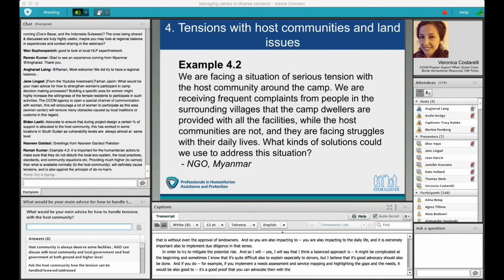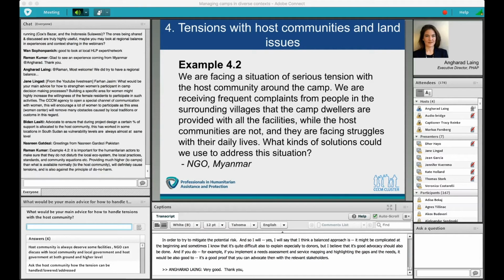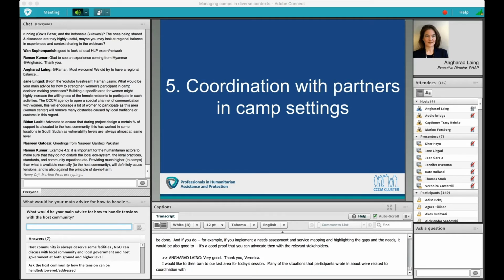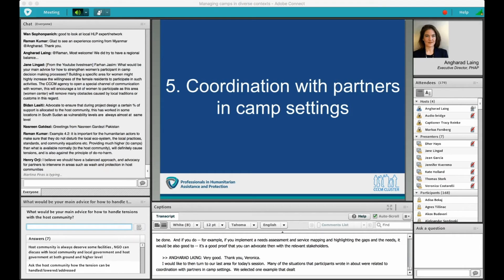Very good. Thank you, Veronica. I'd like to then turn to our last area for today's session. Many of the situations that participants wrote in about were related to coordination with partners in camp settings. We selected one example that dealt with coordination most directly, from someone working with an NGO in South Sudan.